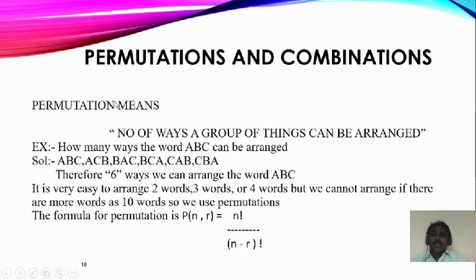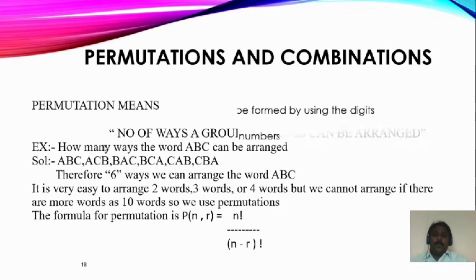If anyone asks us why we use permutation, then we can simply say this: permutation means the number of ways a group of things can be arranged. If I want to arrange the things, two words it is possible, three words it is possible, four words, five words it is possible, but 10 words, 12 words it is not possible. So then we have to use the formula for permutations, that is nPr. nPr can be written like this: nPr equals n factorial by (n minus r) factorial. So this is about the permutation.